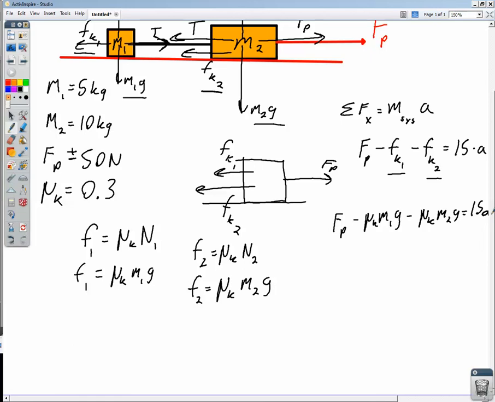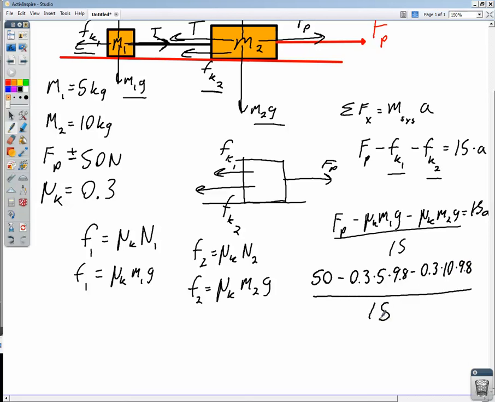We're solving for the acceleration of the system, so we just need to divide both sides by 15, and we've got acceleration is equal to all that stuff on the left divided by 15. So let's plug in some numbers here. Fp is 50 newtons minus the coefficient of kinetic friction, which is 0.3, times m1, which is 5, times 9.8, minus the coefficient of kinetic friction, which again is 0.3, times m2, which is 10, times 9.8. And that whole thing is divided by 15.